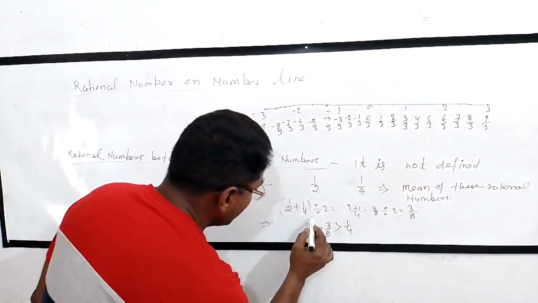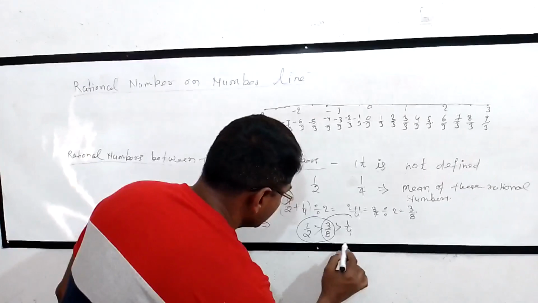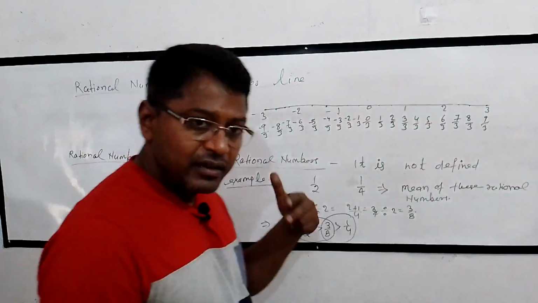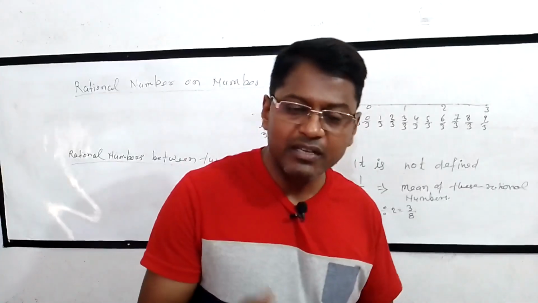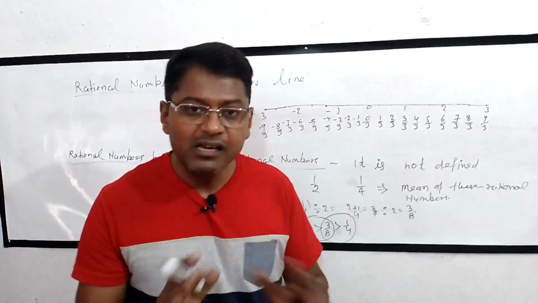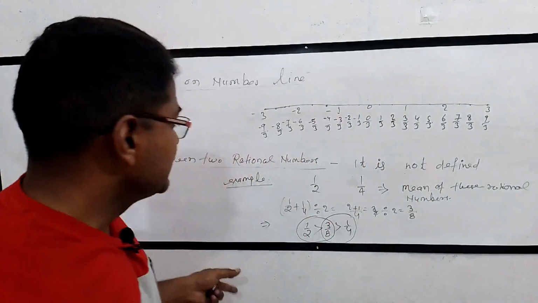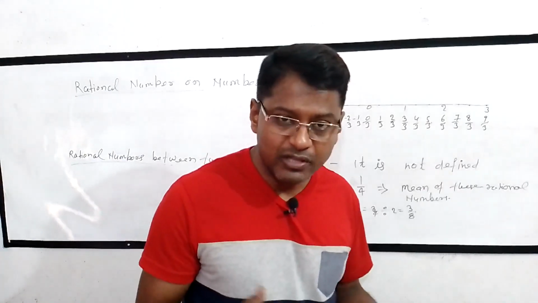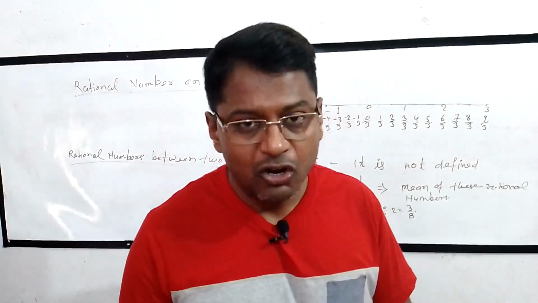So again you can find out the mean of these two and the mean of these two. In this way you will continue your calculation. You will find that always a new rational number will be generated, and it is endless. Never will it end. So on the basis of this, you can say that there are unlimited rational numbers in between two rational numbers. That's why the number of rational numbers in between two rational numbers is not defined.